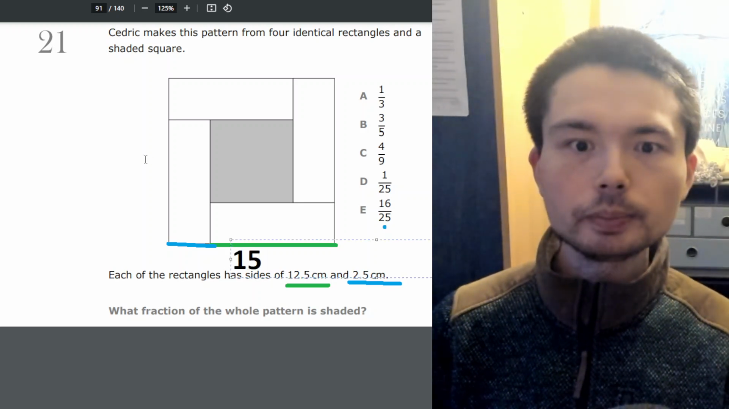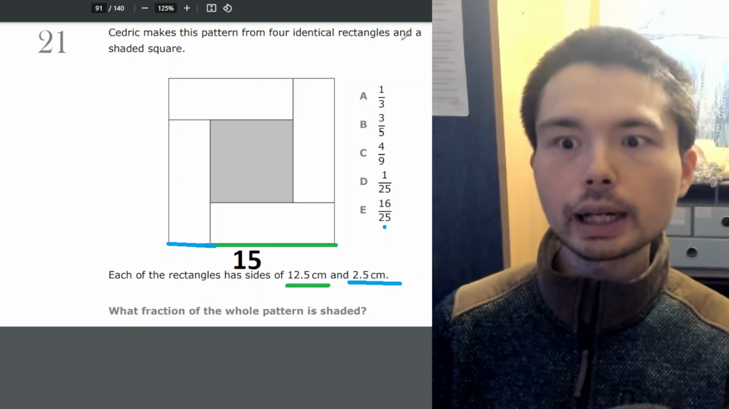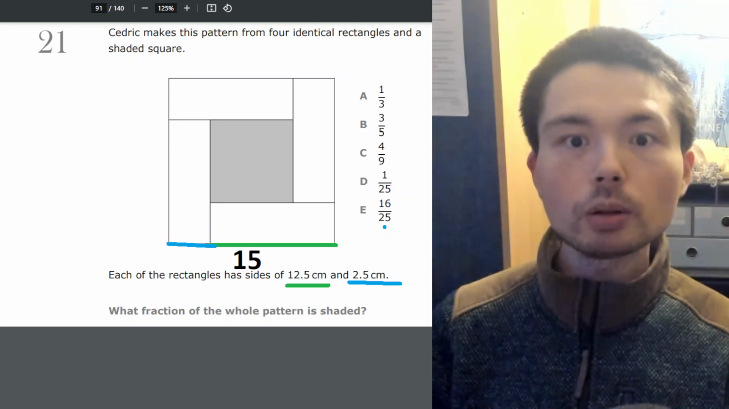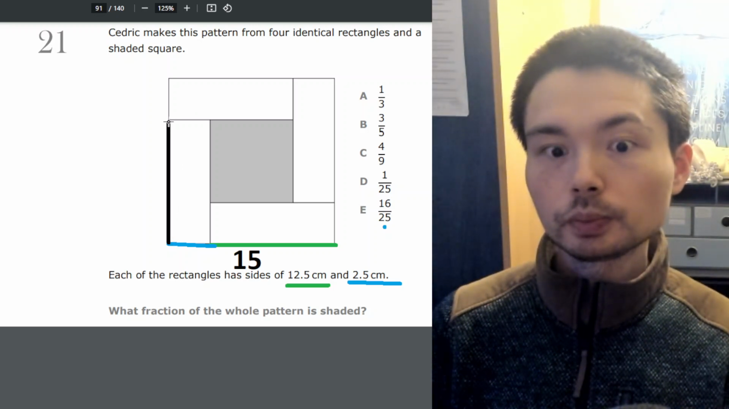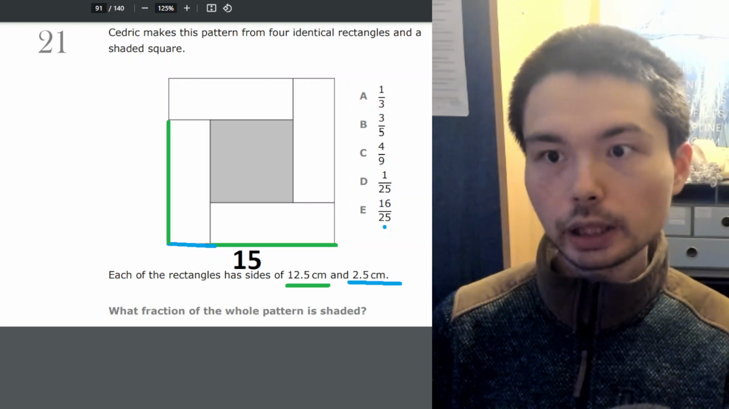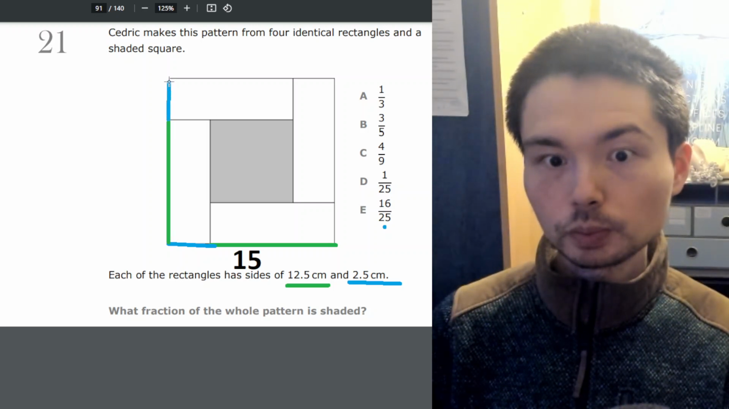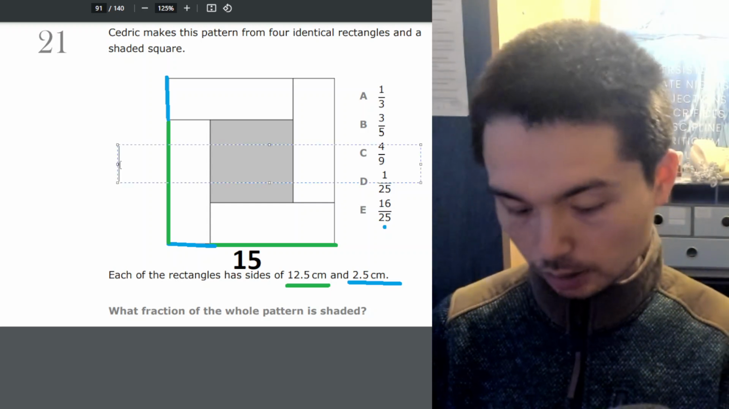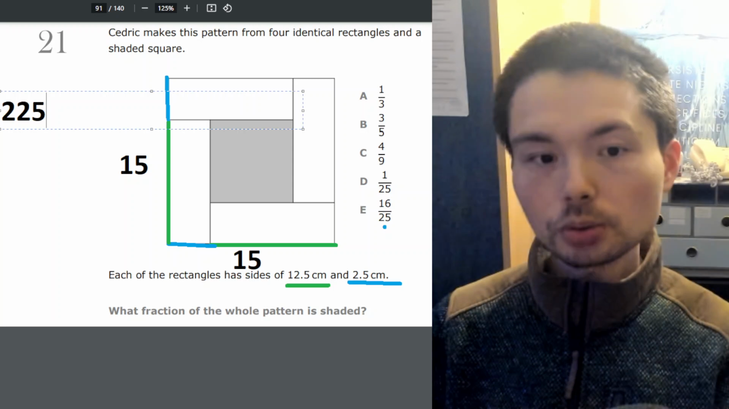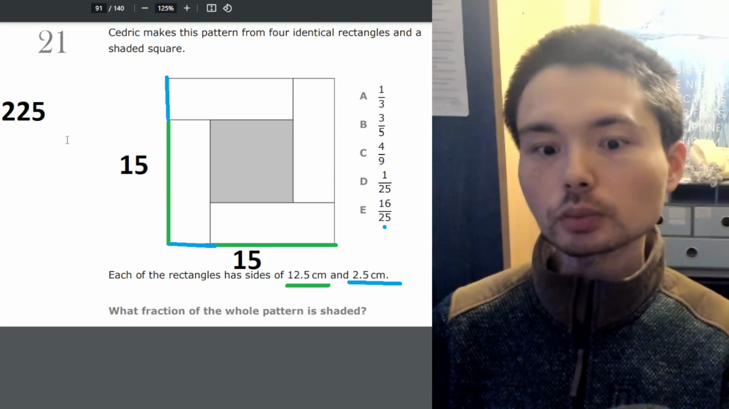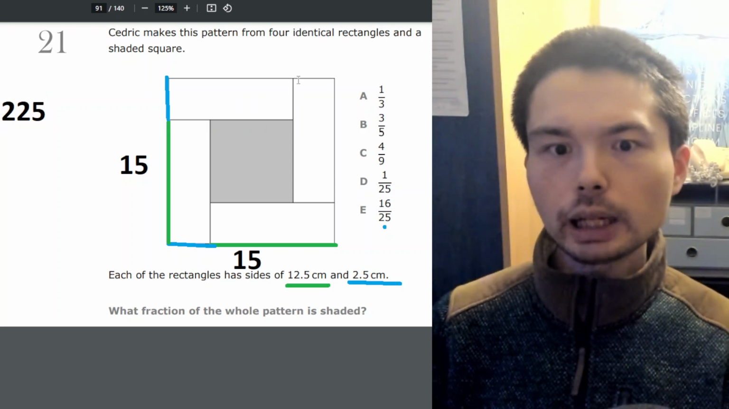And it's a square. It's just some gigantic square. How do we know that? Because along here, that's 12.5. And that's 2.5 as well. So 15 altogether. Good. 15 times 15 is equal to 225. Good. That's the area of the whole square.